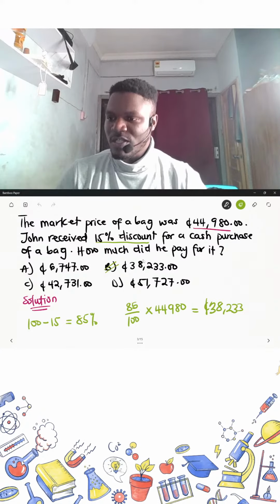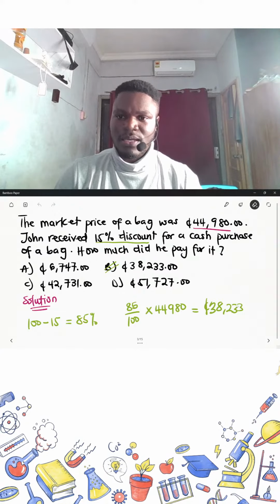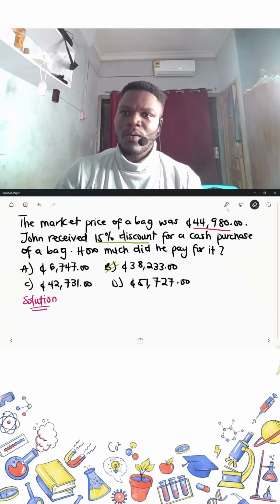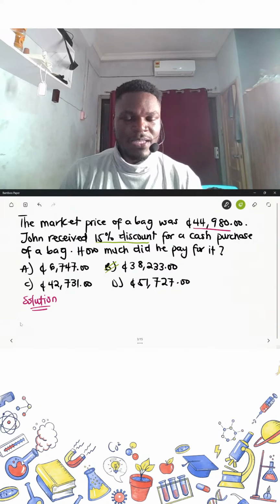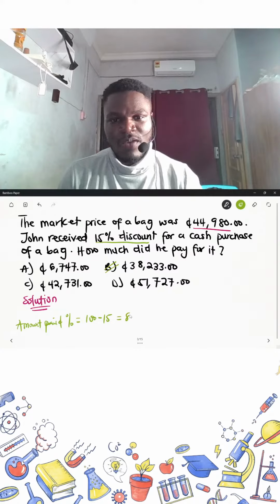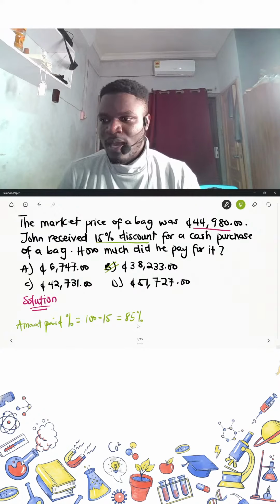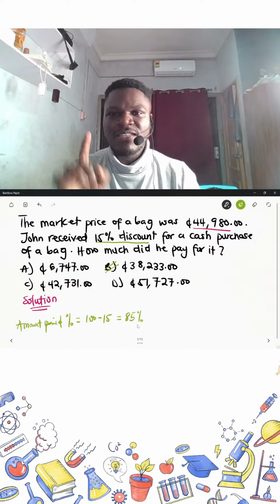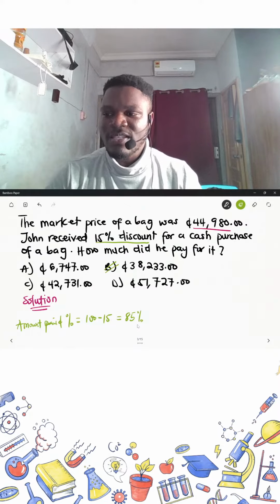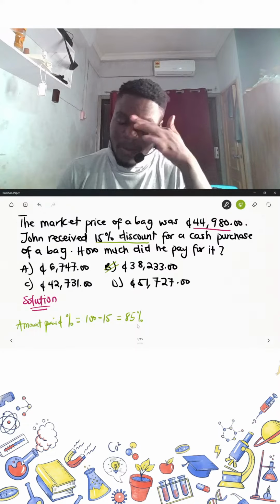So this is that calculation. Let me quickly erase this and let's redo that. The amount paid in percentage will be equal to 100 minus 15, which is the 15% given, and that will give us 85%. Are we okay? So now if we find 85% of 44,980, that will then give us the amount that he bought the bag for.